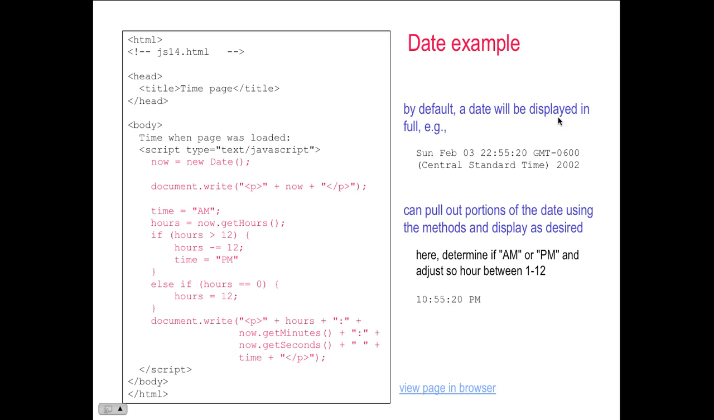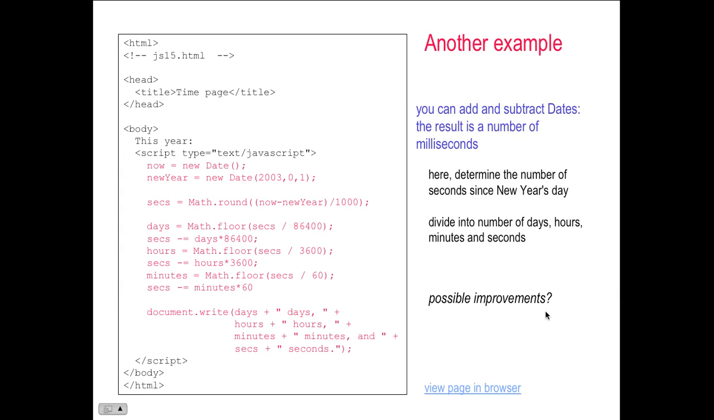So by default, the date will be displayed in the full format, as an example here, Sunday, February 3rd, GMT. Actually, the standard format is going to give you the time zone as well, the specific time zone. It's reading it from the operating system, so the information might actually vary depending upon what platform you're on. So you could pull out portions of it, AM, PM, and print it out differently, which is what you're going to do. Otherwise, you're going to get some funny looking date.